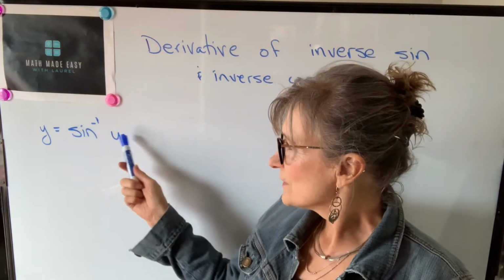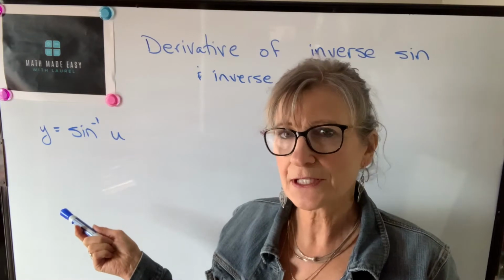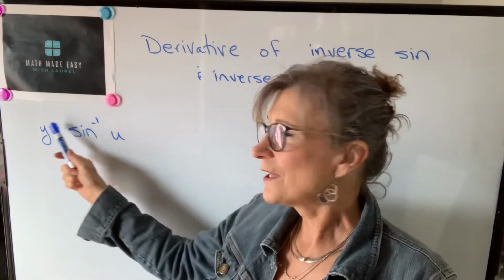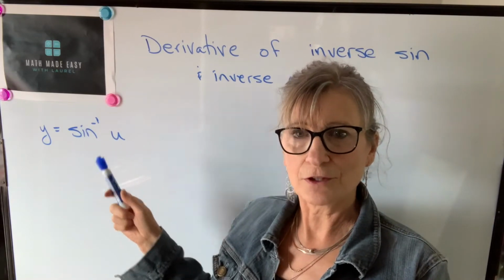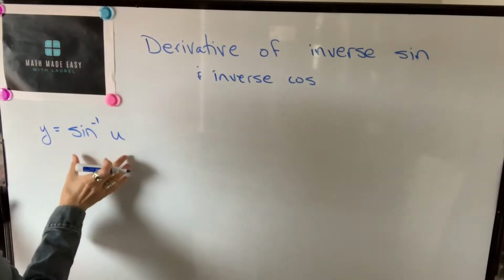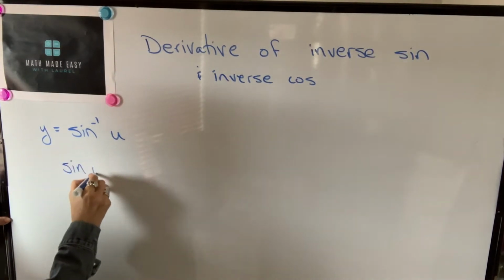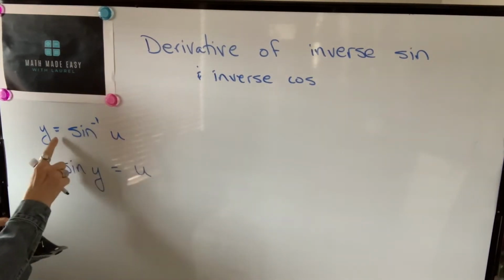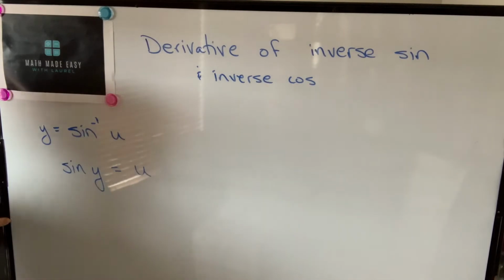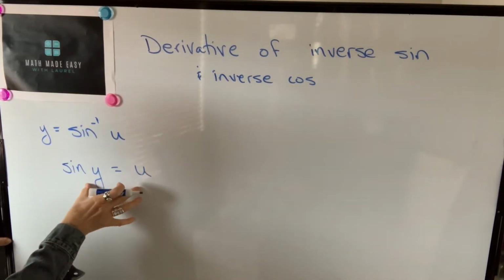So if I wanted to differentiate this, I can't in this form because I don't know what the inverse sine derivative is. However, I can rewrite this same relationship as a sine function rather than an inverse sine function. So this can also be written as the sine of y equals u. If the inverse sine of u equals y, then the sine of y equals u. Then I can differentiate this. It's now an implicit function, so I can differentiate it implicitly.